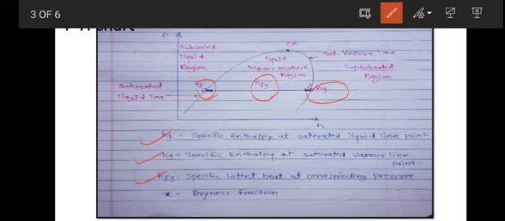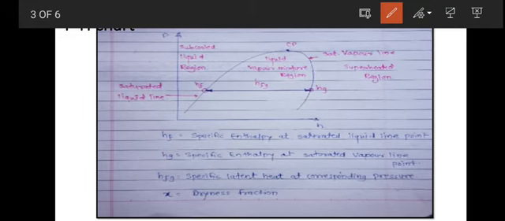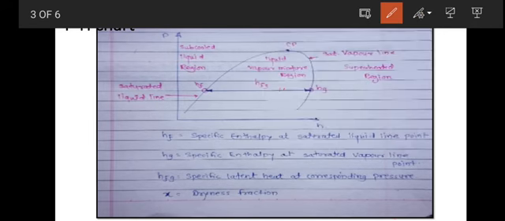Now, if we have a point in between, in this liquid-vapor mixture, suppose we consider a point available here. If you consider the point is available here, then what will happen?